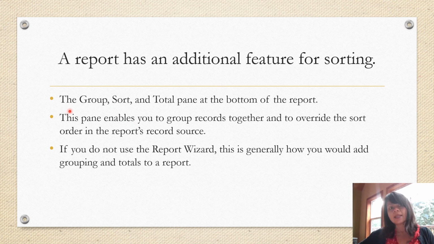The report has the group, sort, and total pane at the bottom of the report. This pane enables you to group records together and to override the sort order in the report's record source. So if you don't use the report wizard, this is generally how you would add groupings and totals to a report.